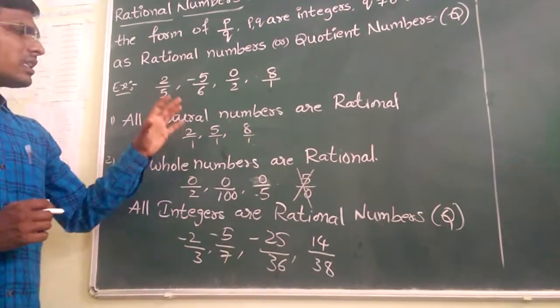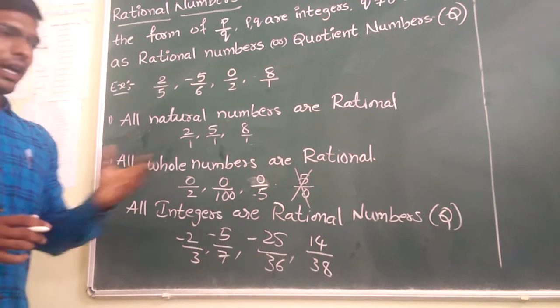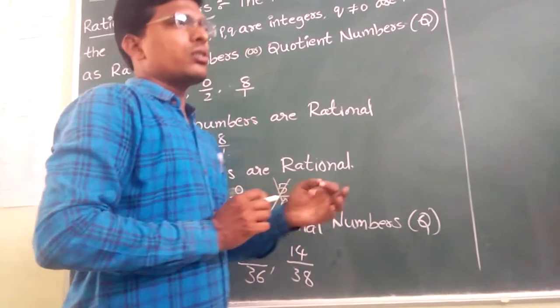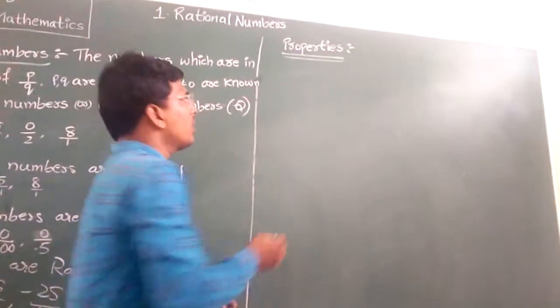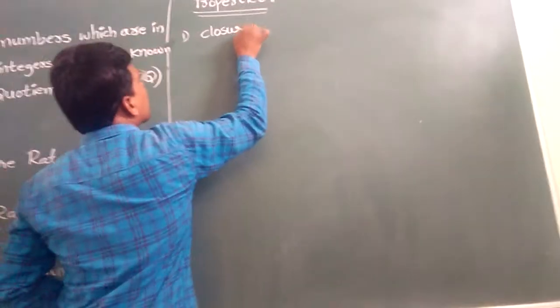So in these rational numbers we have some properties, as we discussed in the 6th and 7th classes. We have learned the properties: closure property, commutative property, associative property. So here also we have the same properties. First, closure property.